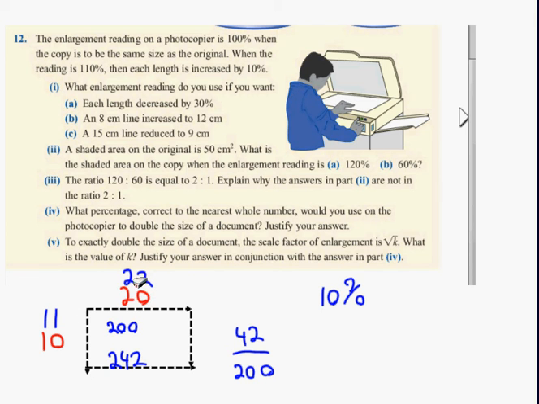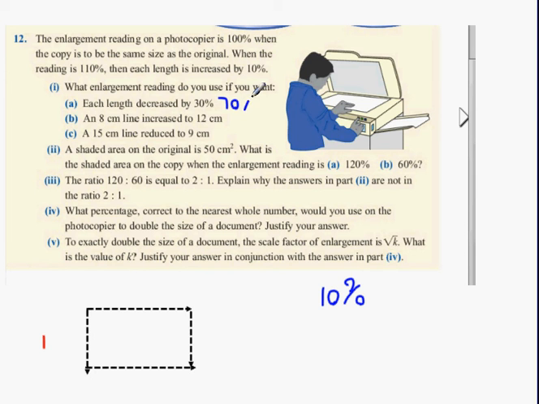So, let me show you what's going on here, guys. What enlargement reading would you use if you want each length to be decreased by 30%? Each length decreased by 30? Question 12, 70%. 0.7 of what it was.